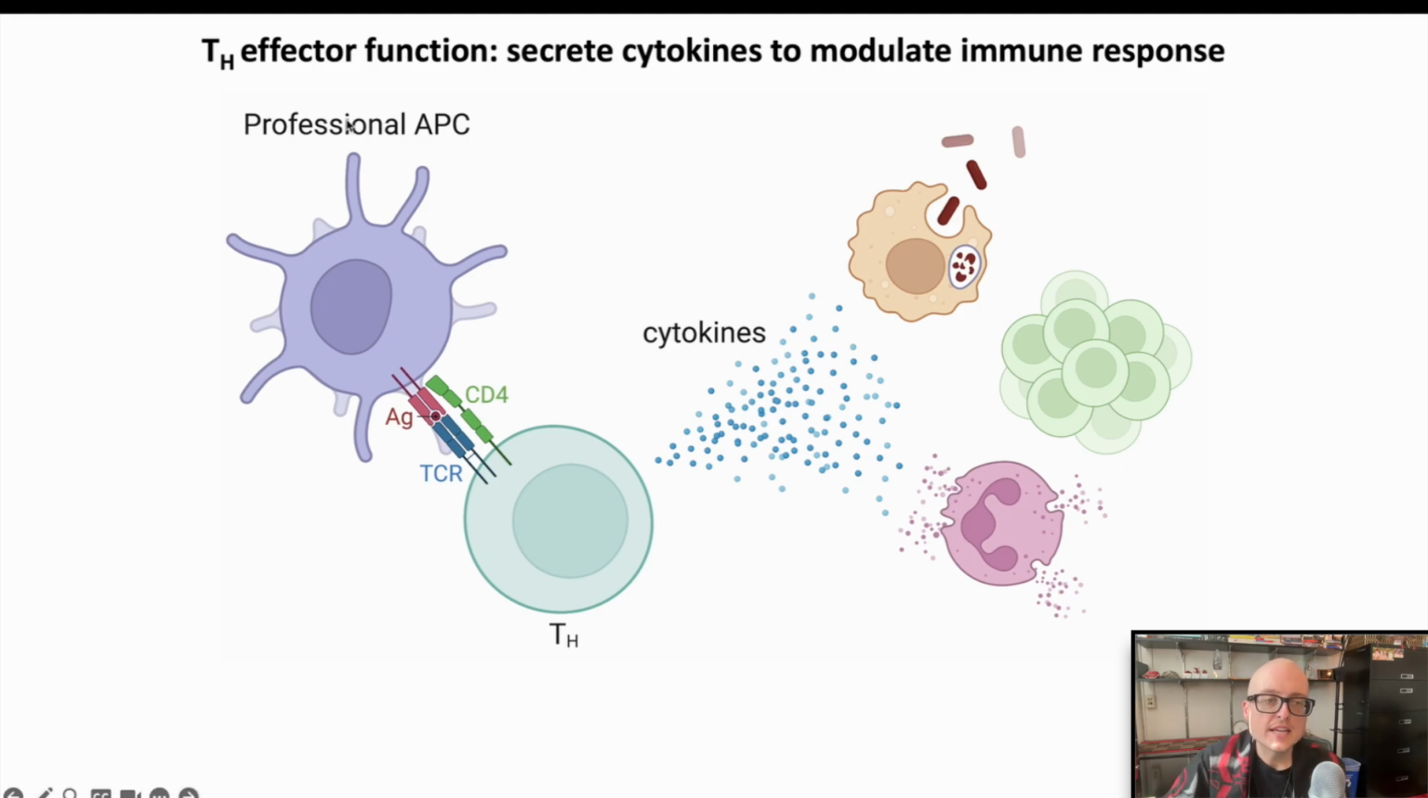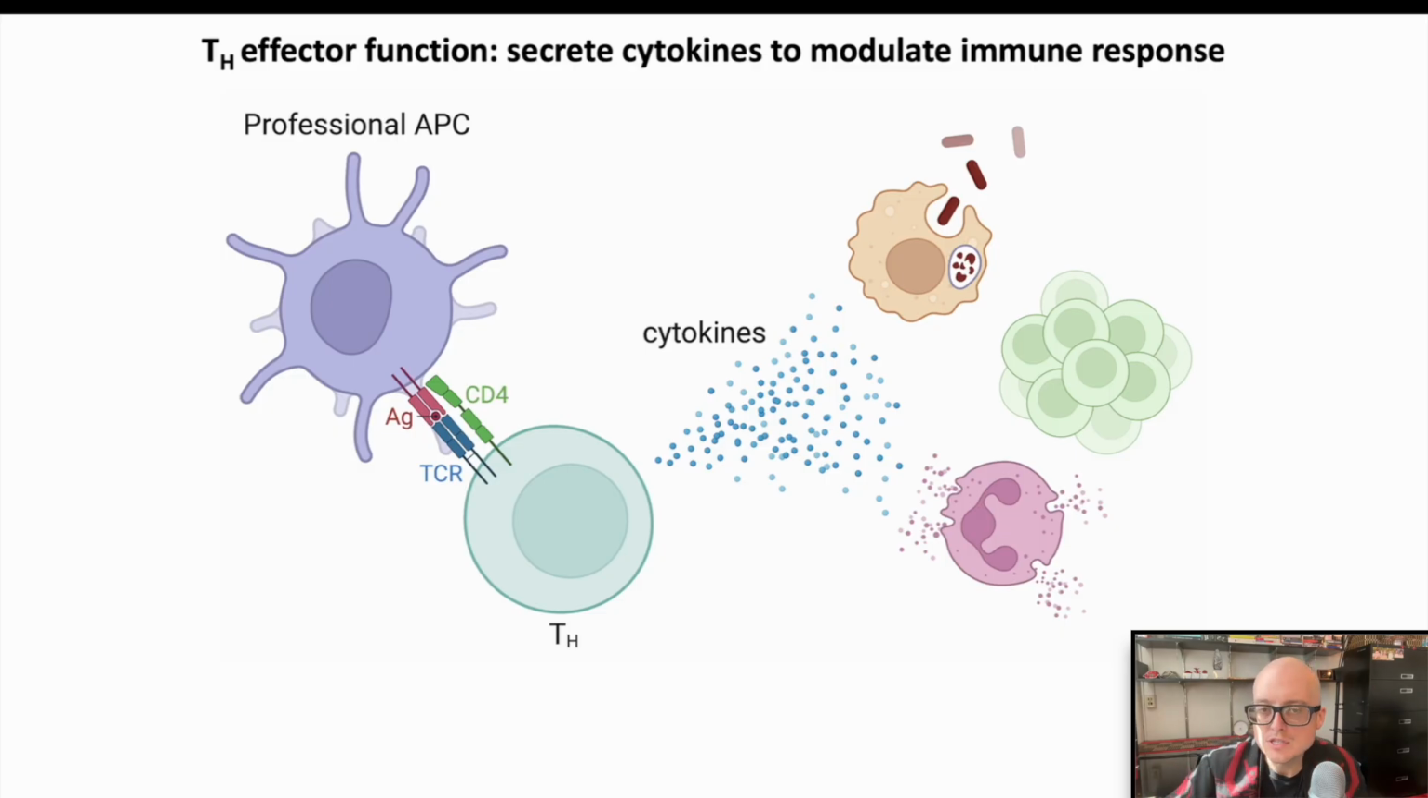And so when the professional APC presents its antigen to the CD4 T cell and activates it through its TCR, the T helper cell is generally going to help other immune cells in its environment, which is where its name comes from. And the way that it does this, oversimplifying a bit, is through the secretion of molecules that we call cytokines. Cytokines are soluble chemical messengers of the immune system, which allow immune cells to talk to each other, basically, and modulate each other's activity in ways that usually facilitate some sort of antimicrobial function.